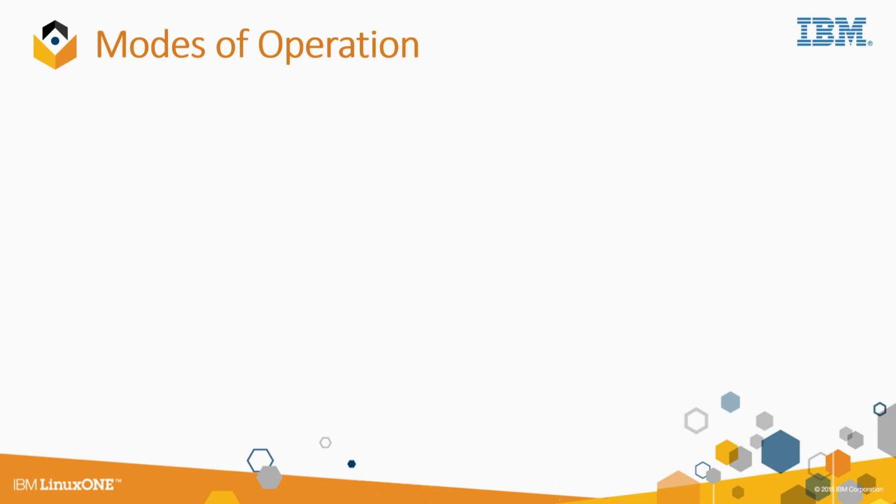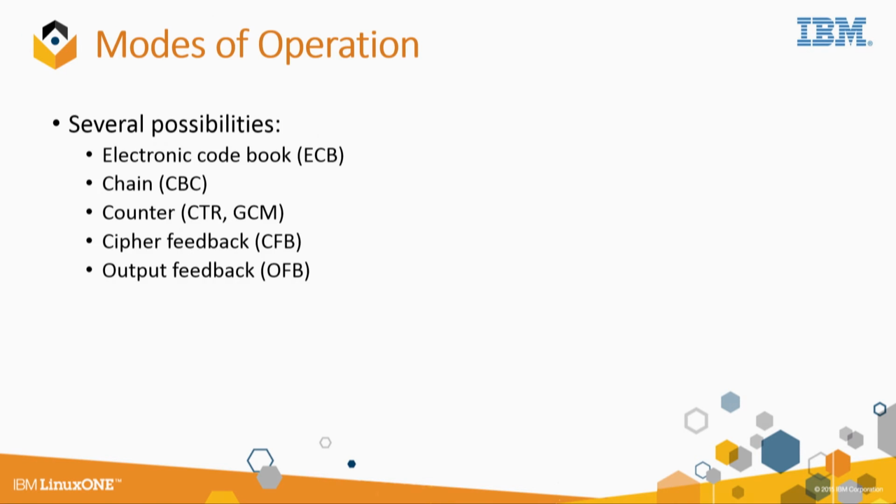So how do we solve this problem? Well, we use modes of operation. ECB is one mode of operation, but there are also a bunch of others. I'm going to focus in this talk on CBC, which is chain mode. I'll talk about that in a bit more detail in a second. Another option, which is very popular, is counter mode.